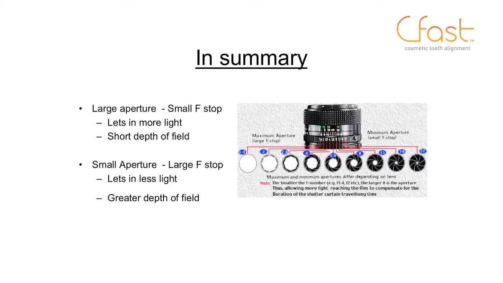So in summary, a large aperture, small f-stop lets in more light, and that gives a short depth of field. Whereas a small aperture, which is a large f-stop, f22 or above, lets in less light, and that gives a greater depth of field. And you can see that summarized on the slide.